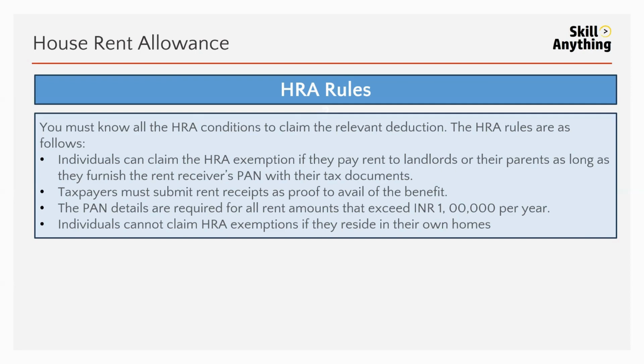So in the HRA rules: first, individuals can claim HRA if they pay rent to a landlord or their parents. Second, the taxpayer must have rent receipts as proof to avail the benefit. Third, the PAN detail of the landlord must be provided if the rent per year is more than 1 lakh. And an individual cannot claim HRA if they live in their own house.